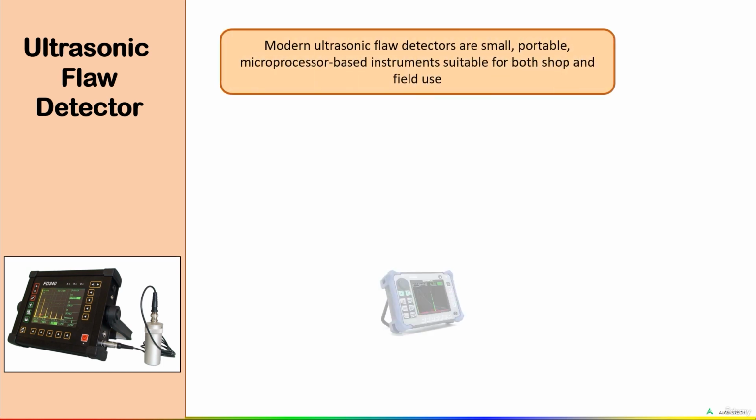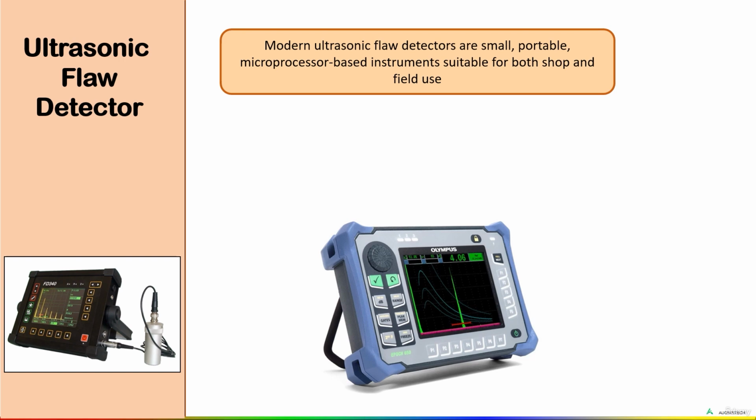Ultrasonic flaw detectors are devices which are used on standard engineering material to find hidden cracks, voids, porosity, inclusion, and other similar discontinuities. Modern ultrasonic flaw detectors are small, portable, microprocessor-based instruments suitable for both shop and in-field use. A typical flaw detector is shown here.